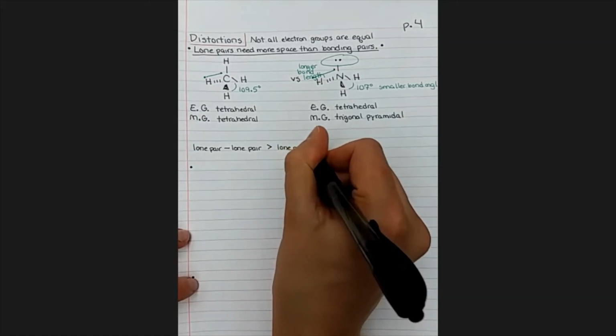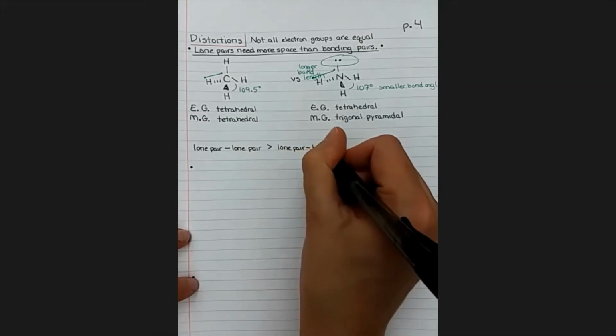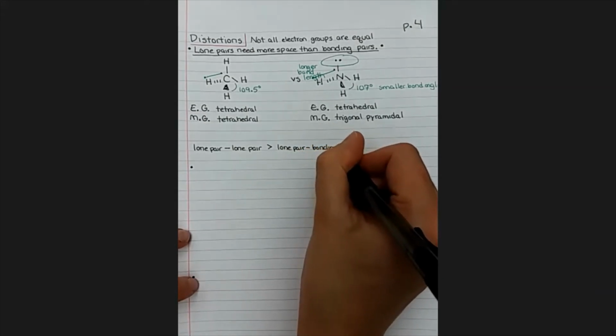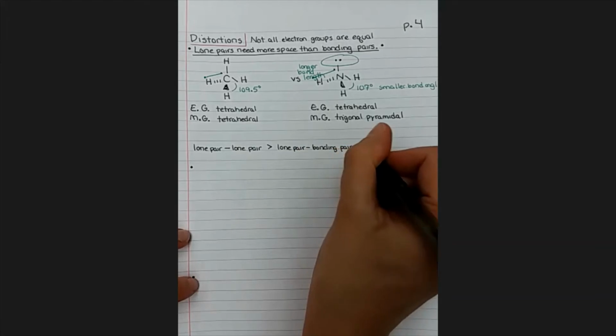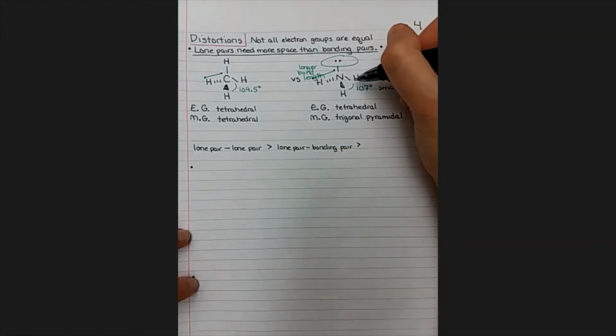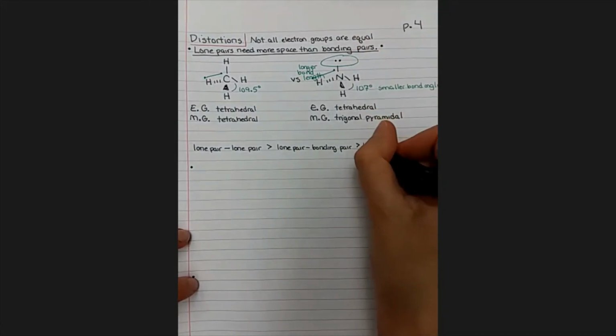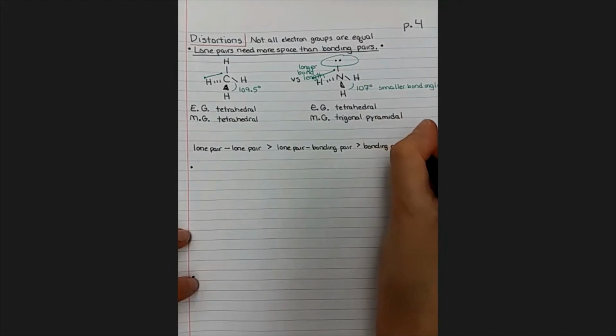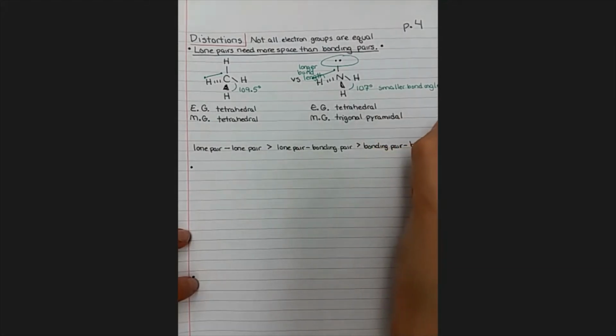The next greatest repulsion is a lone pair bonding pair repulsion, like we have drawn here. This is an example of a lone pair being repelled by other bonding pairs. And the least amount of repulsion is two bonding pairs. Let's see if we can fit it here.